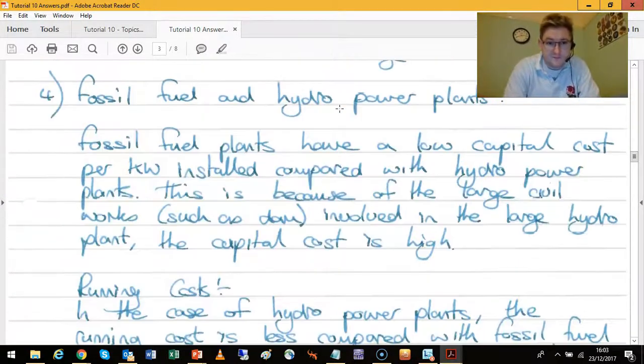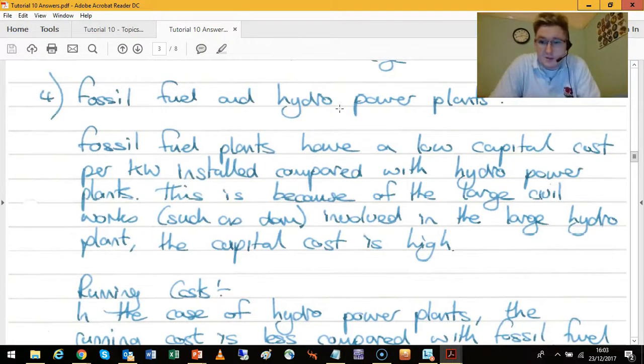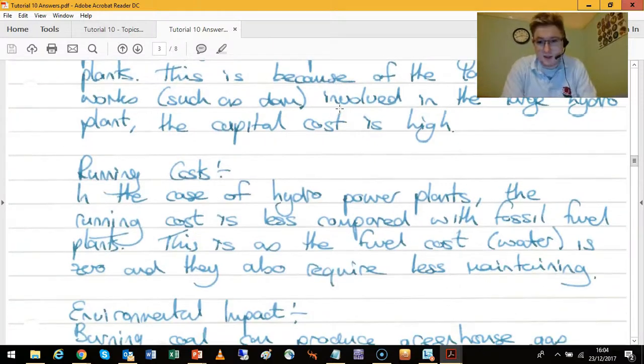So, for example, here we go, fossil fuel and hydro plant. In terms of costs, fossil fuel plants have a low capital cost per kilowatt hour to install, whereas for a hydro plant you need a big works to build a dam or whatever, so the capital cost is very high to set up. Running cost of a hydro plant is low because it's water, so there's no fuel cost. Whereas for the fossil fuel plant, you need to buy fuel in, so there's a running cost for that. The only maintenance cost for the hydro is maintaining the dam, because you don't want the dam to break and flood a huge area.